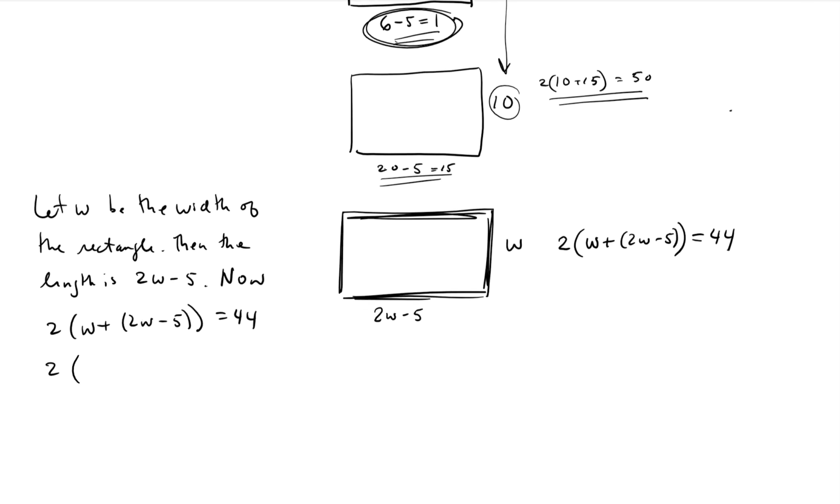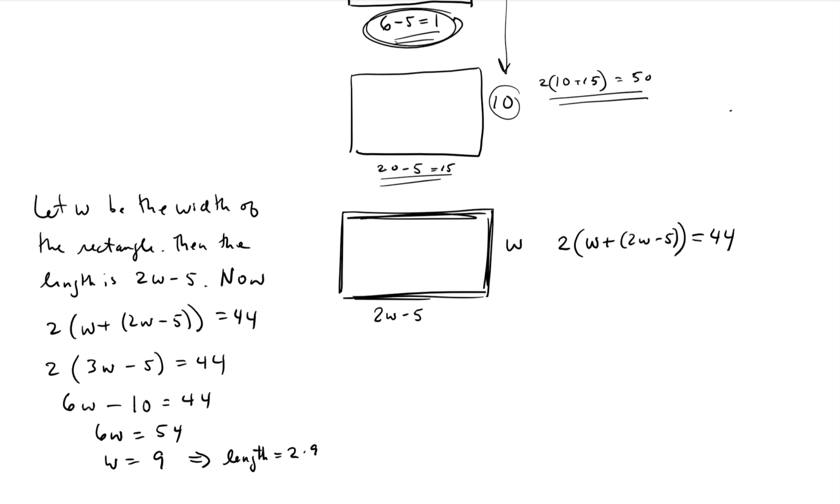So if I group like terms inside the bracket, I get this. If I multiply out, I get this. Try to solve for W. So I add 10 on both sides and divide by 6, and I get a width of 9. Okay, and then from the width I can get that the length is twice the width minus 5, so 18 minus 5, which is 13.